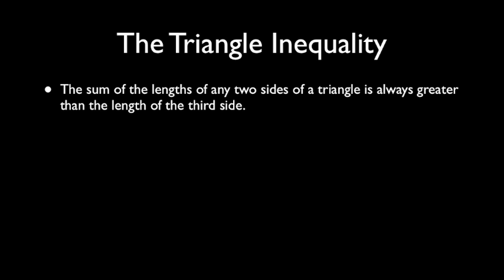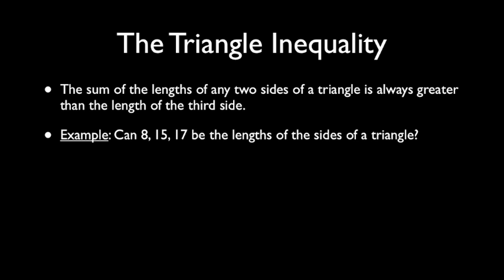So what is it? The triangle inequality is a way of stating whether three lengths will form a triangle or not. The triangle inequality states the sum of the lengths of any two sides of a triangle must always be greater than the length of the third side.